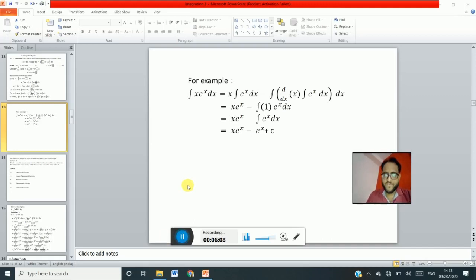Here, how do we select the first and the second function? That is by using the ILATE rule, right? See here, what is the ILATE rule.